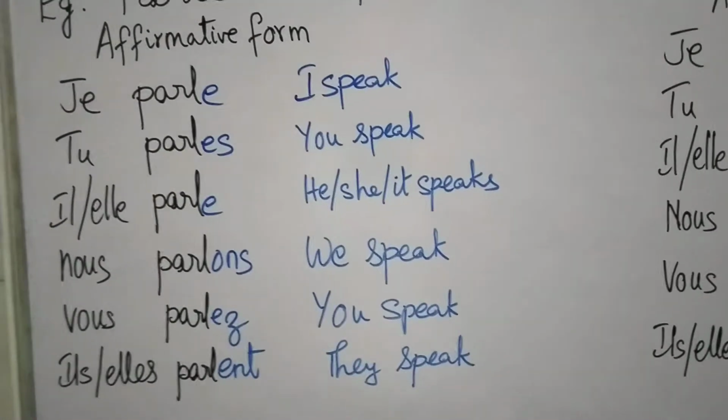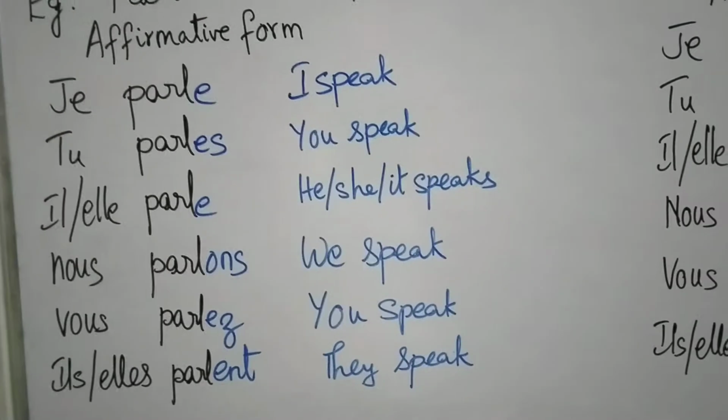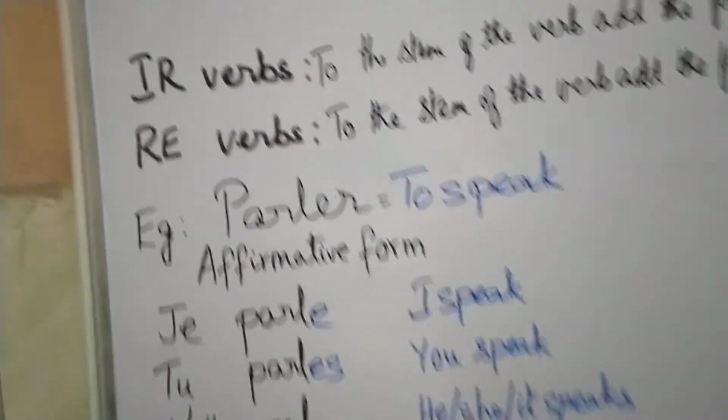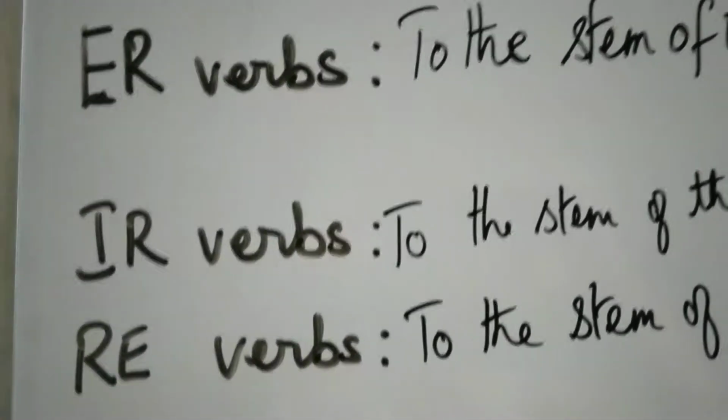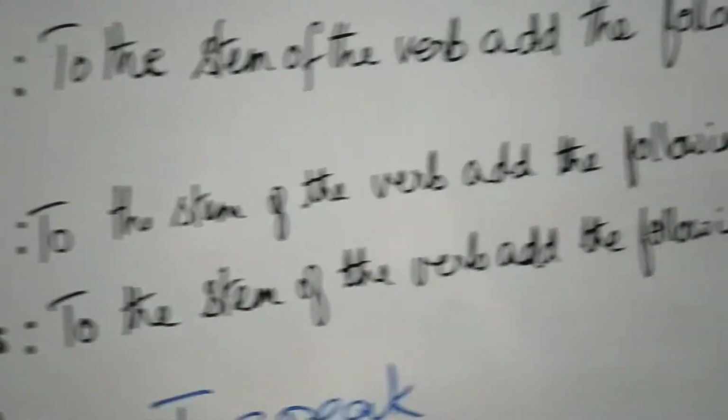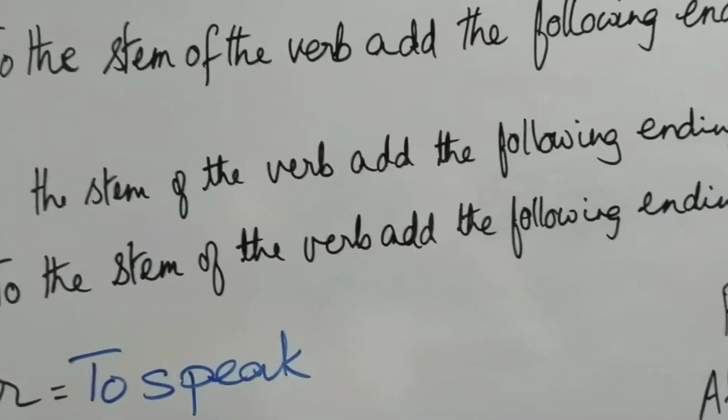You can form the negative and the interrogative form of this ER verb. Now going to the next category of verbs, which are the IR verbs. The IR verbs form the present tense in the same manner. To the stem of the verb, you have to add the following endings.